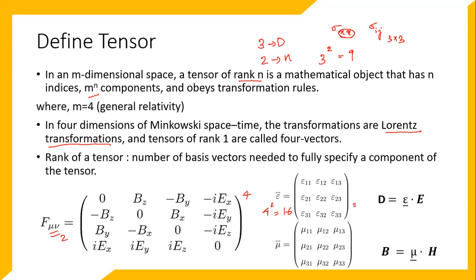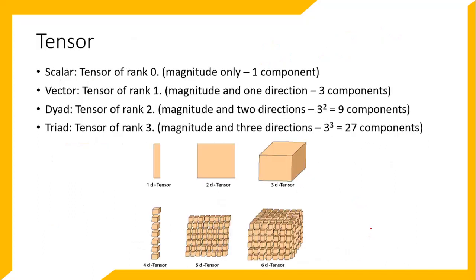So it will have 3 to the power 2, that is 9 components. Similar here, it is defined by a 3 by 3 matrix. It is defined in a 3-dimensional space with rank 2, that is, 2 indices are there, and therefore we have 9 components. Let me combine the ideas.